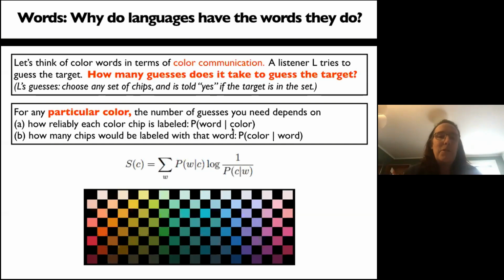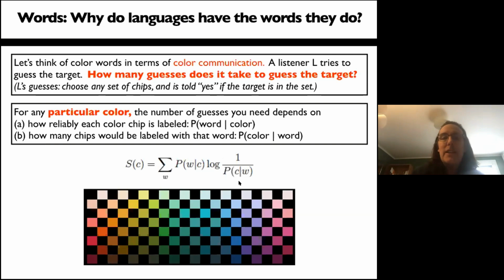The other half of the problem is, if you get a word, if you hear me say red or you hear me say green, which chip do you think I meant? That's the probability of color given a word. That also affects how easy it is to convey a color given a word. And that's like the surprisal, the negative log probability of the color given the word.